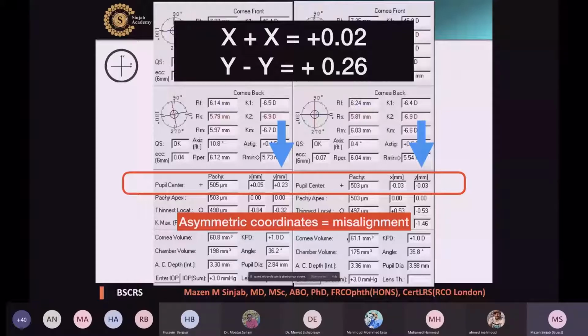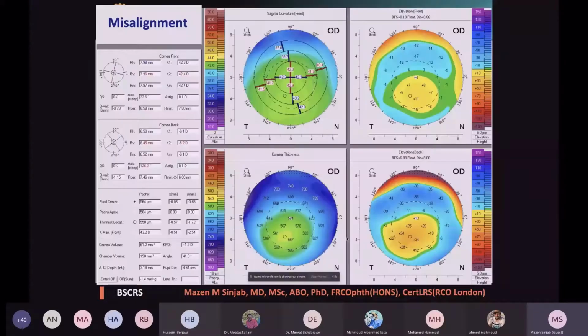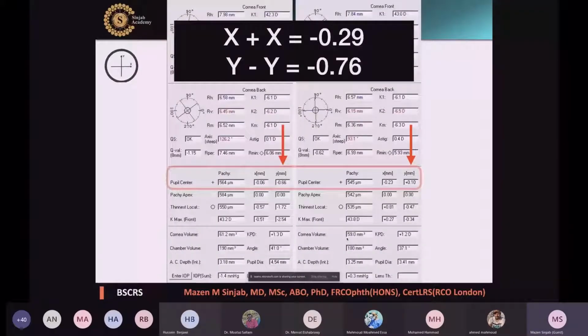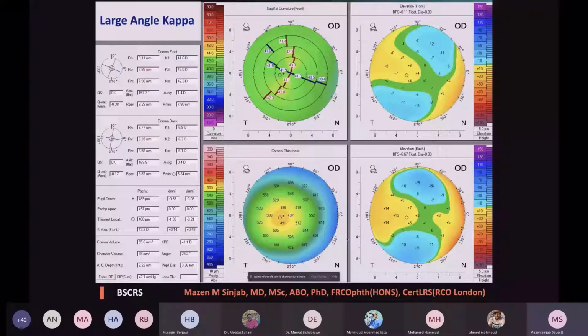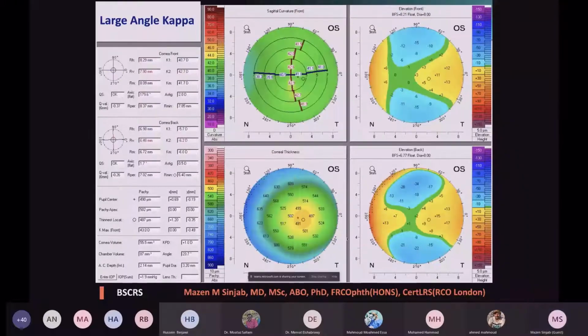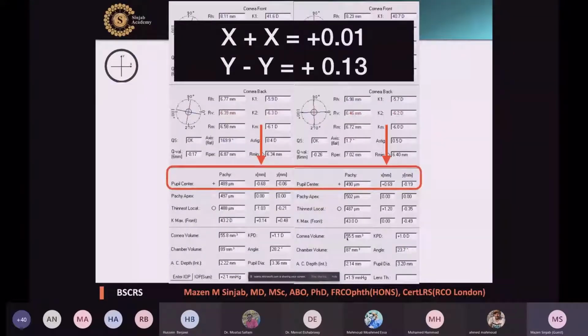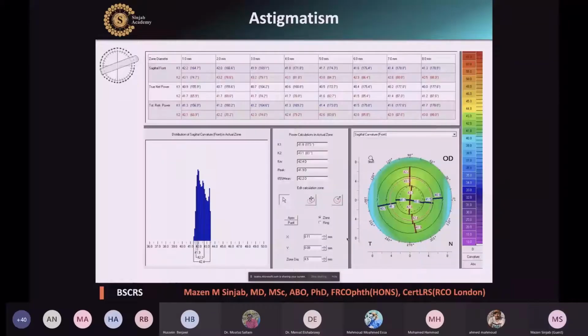This is the case of vertical misalignment. As you see here, huge Y minus Y, it was 760 microns because the patient was looking downward. This is a case of large angle kappa. The numbers of X in both eyes are large. In spite of this, X plus X is less than 200 microns and Y minus Y is less than 200 microns.